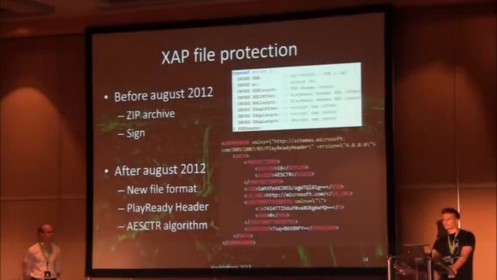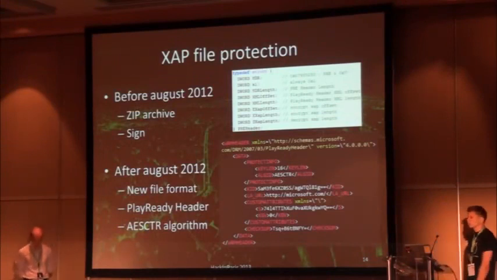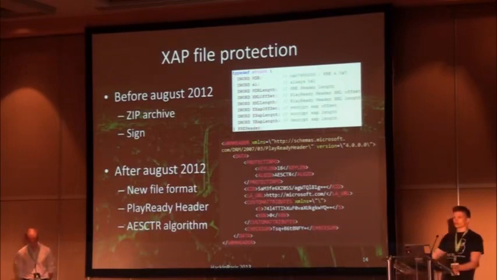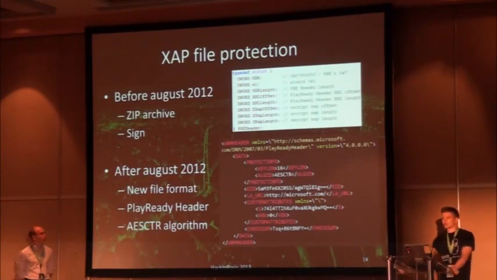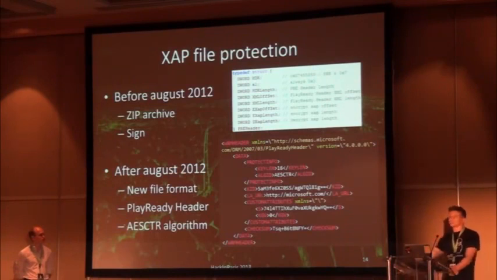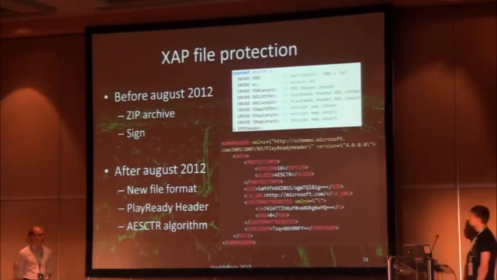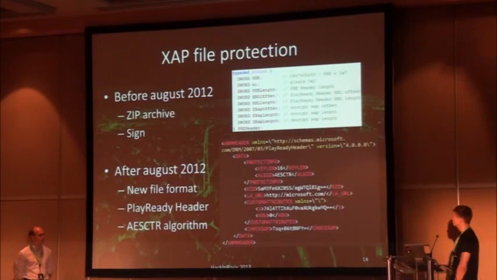When Windows Phone 7 came out, all XAP files were just ordinary zip archives which you could open and view its content. Now the format is different. A XAP file contains a new file header, a PlayReady header object, and an encrypted zip archive. The PlayReady header object is used by the installer to locate and acquire a license, and the application content is encrypted with the AES algorithm.